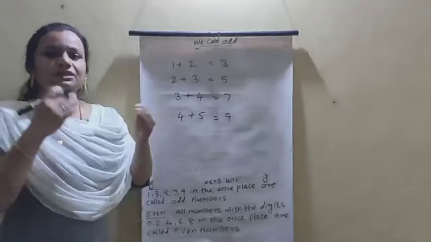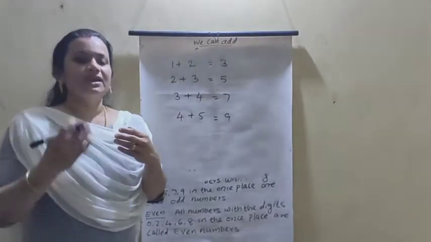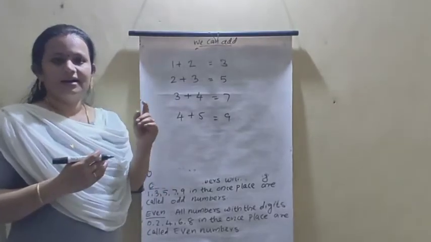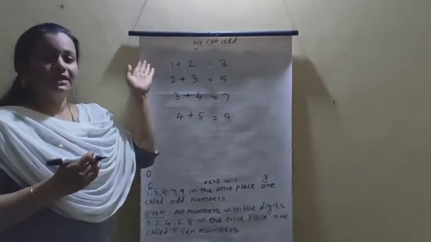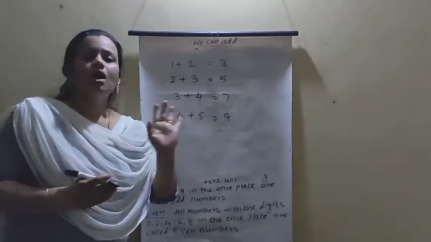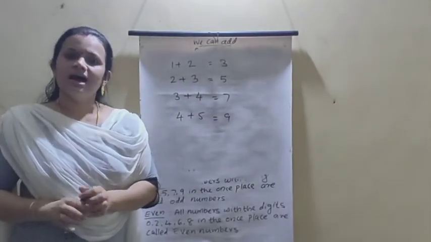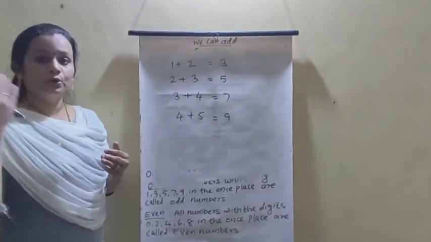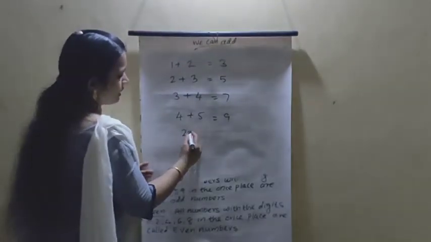When we add two consecutive numbers, we will get the sum as an odd number. Understood? We add two consecutive numbers, we will get odd numbers. Understood, children? We add two nearest numbers. Then any number you can add.